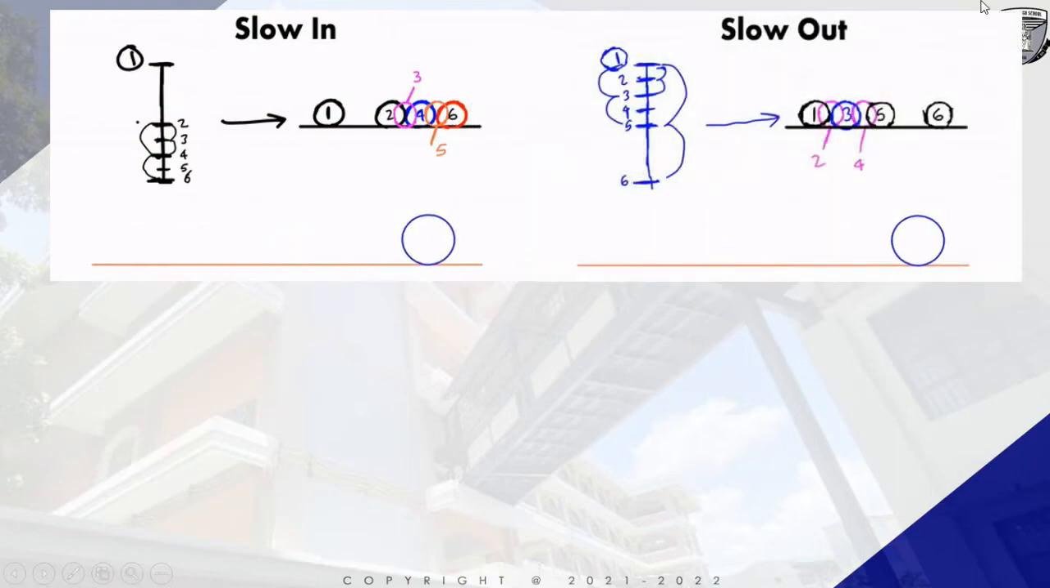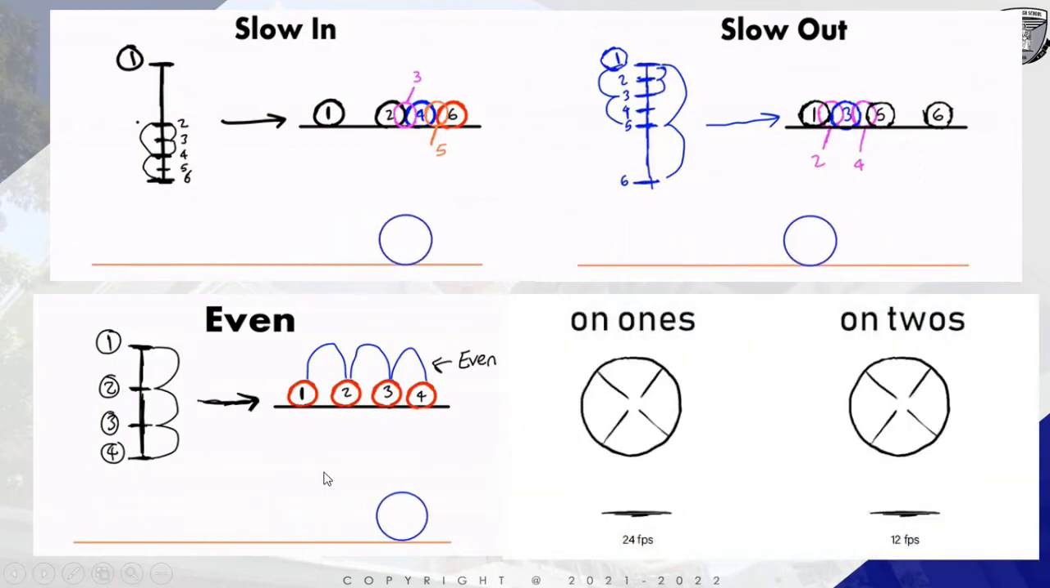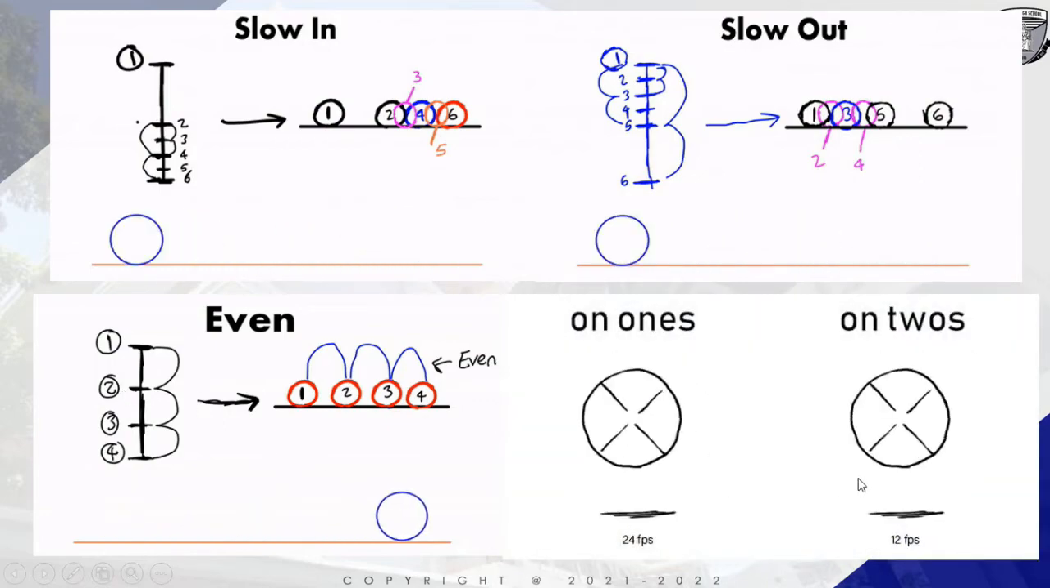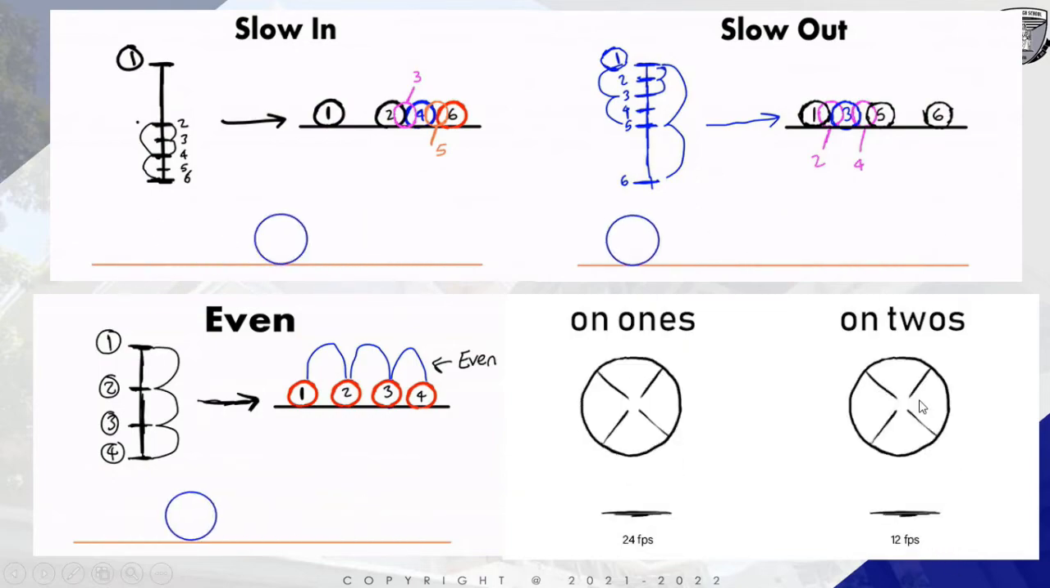Now we also have here slow out. So as you can see, it's more jammed. Okay, from the first to the fifth, and then the sixth pose is away from the first five poses. You also have here your even, as you can see here, as a movement of even poses. It uses several keys, and as you can see here, we have your on ones and on twos. So as I said a while ago, on ones uses 24 FPS and on twos uses 12 FPS or frames per second.